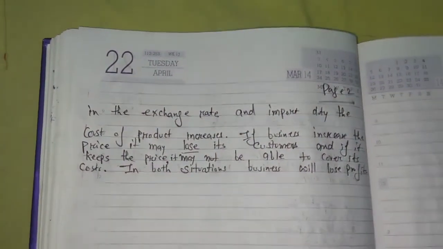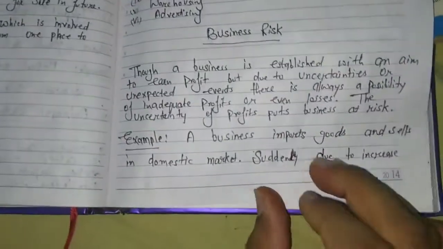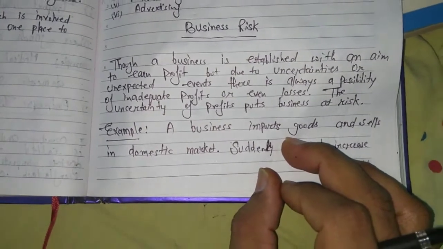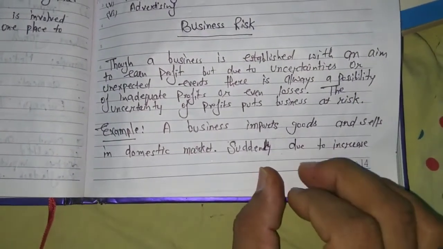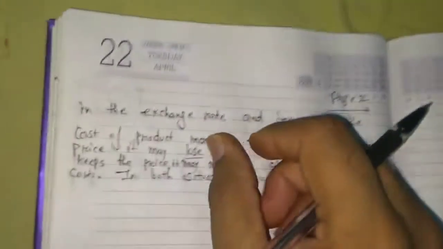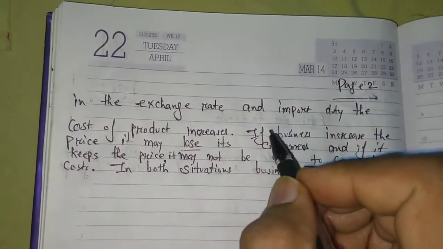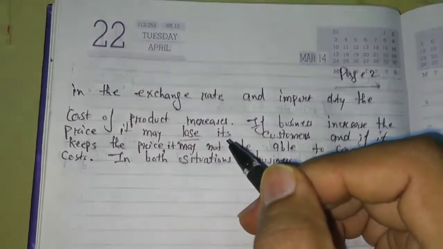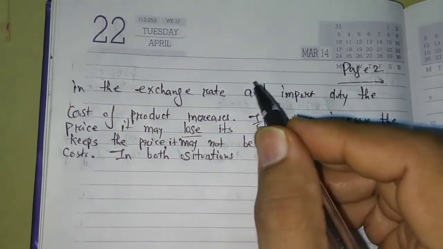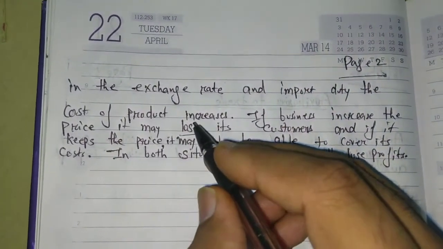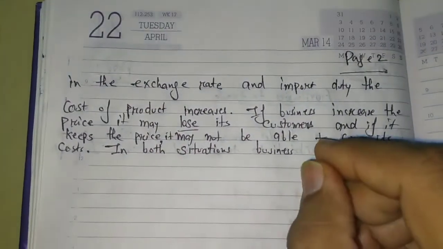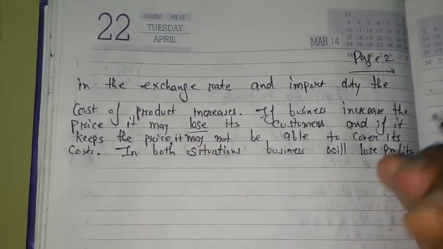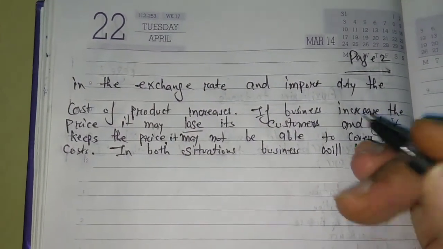So try to understand that example. I have told you here, a business imports goods and sells in the domestic market. It means any businessman has purchased goods from outside the country and that type of goods is sold in their own country. Suddenly, due to an increase in the exchange rate and import duty, the cost of the product increases. When the import duty or exchange rate increases, it also affects the cost price of the product. So the price of the product increases, and if the businessman increases the price of that product, there is a chance of losing their customers.